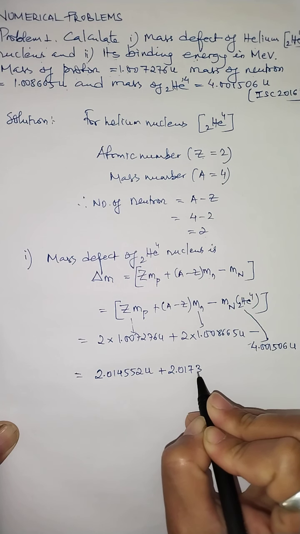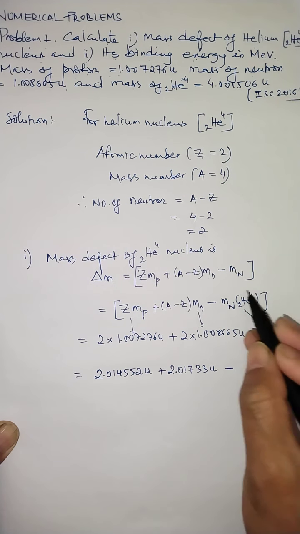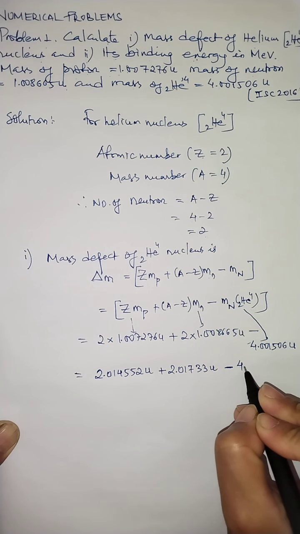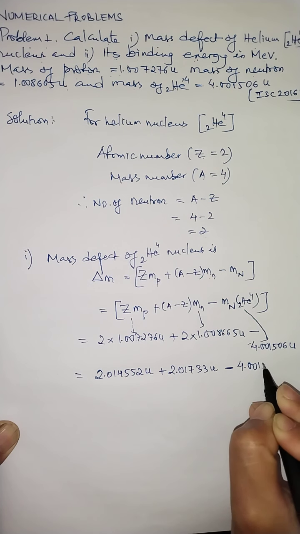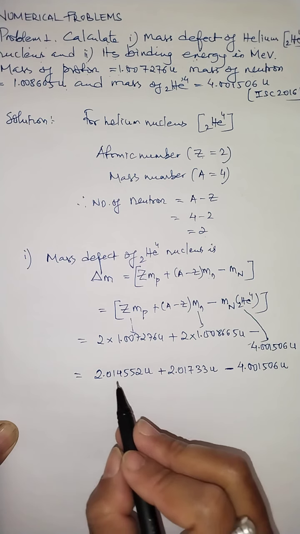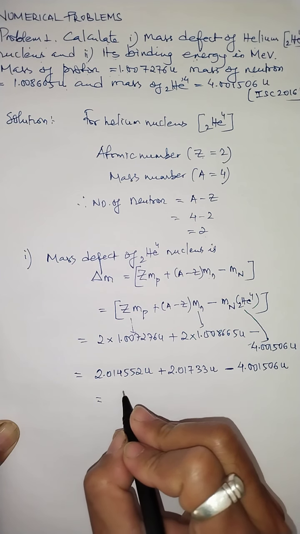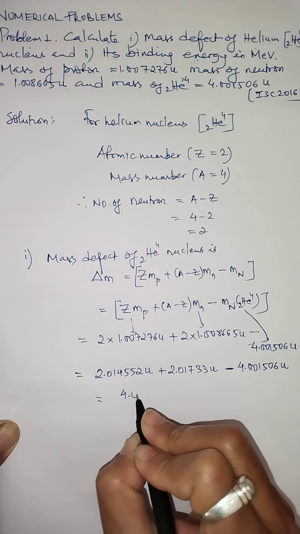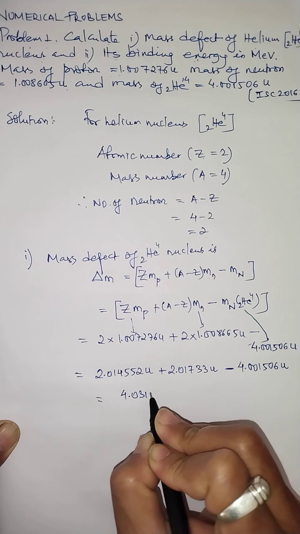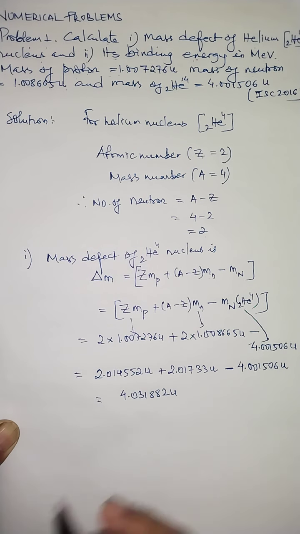2.017, okay, 33 and U, and minus lastly this mass of helium nucleus, which is already there, 4.001506 U. Now we can add these two masses. If you add these two masses, you will get approximately 4.0318882 U. You can check with the help of a calculator.